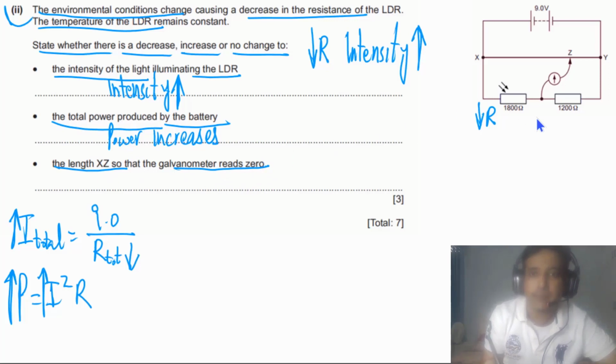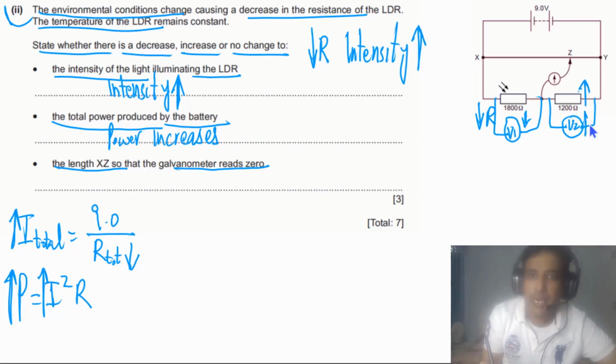The length XZ, so that the galvanometer reads 0. How will this length change? If this resistance decreases, it means the reading on the voltmeter, so we can connect a voltmeter here, V1, this reading also has to decrease. Because the reading here, if we connect a voltmeter, let's say here we have V2, the reading on this voltmeter has to increase.